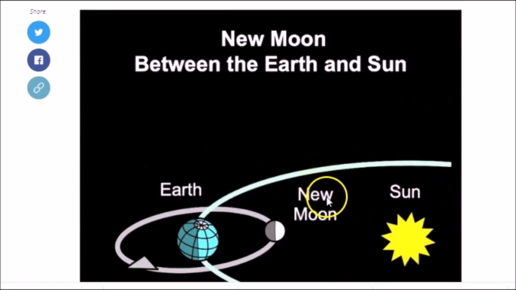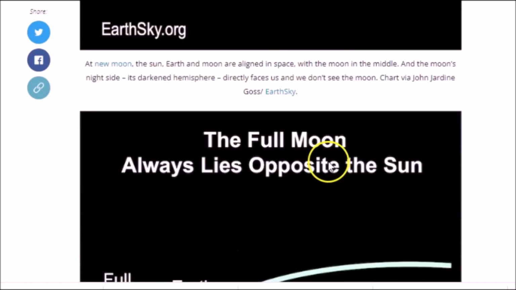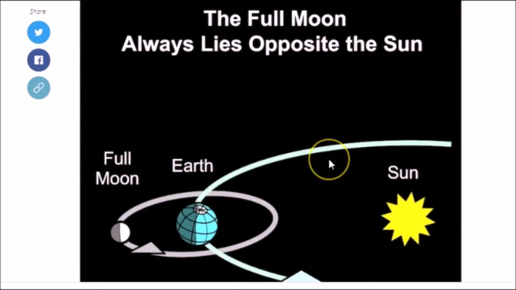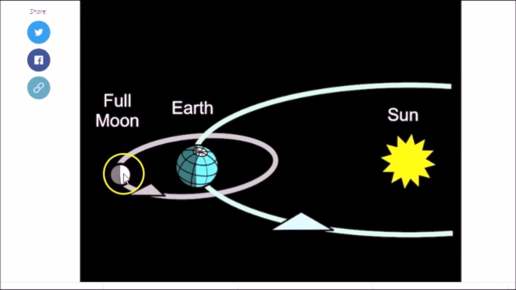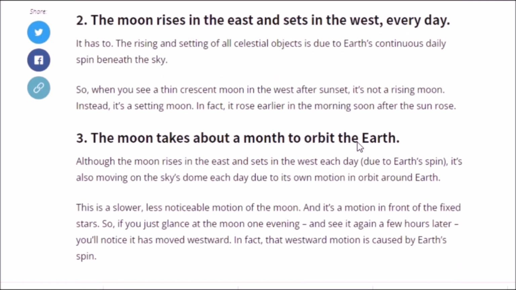And the new moon between the Earth and the Sun. So they're saying we don't see it because it's in shadow. But if the moon is between the Earth and the Sun, is that not an eclipse? Just saying. Right. Another graphic showing you where you see the full moon. So these don't make sense. Right. But there's the bit I was going to read.